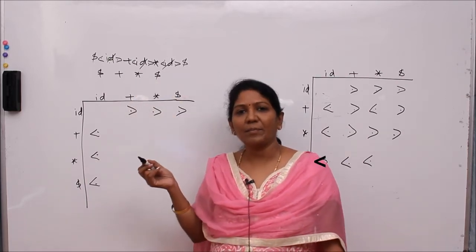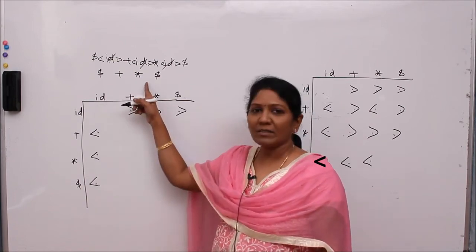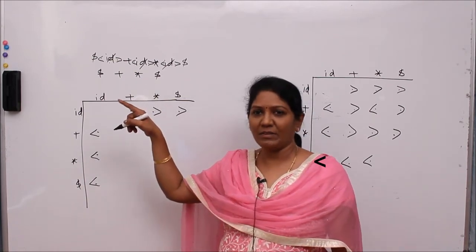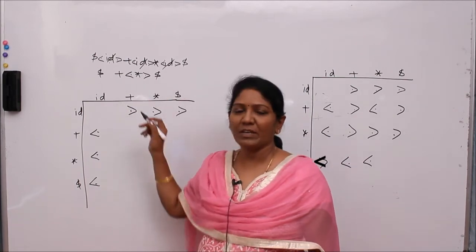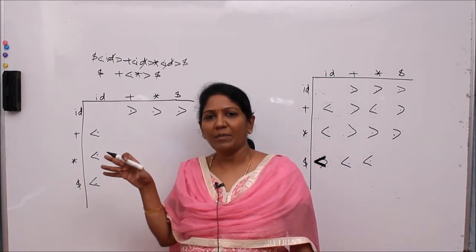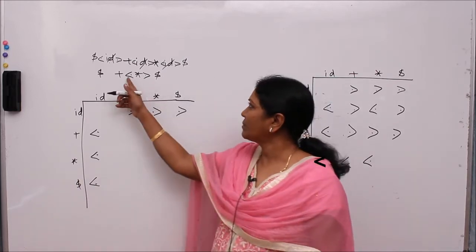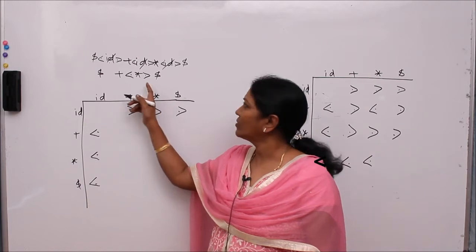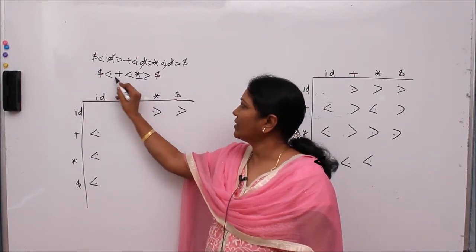Now in the next step, which operator has to be reduced first? Among plus and star, star has the highest precedence. So star has to be reduced first. Whichever has to be reduced first, remember, at any point of time the handle is detected by whatever is between less precedence and greater precedence. So insert the relation like this. Then only this is reduced first, then this.